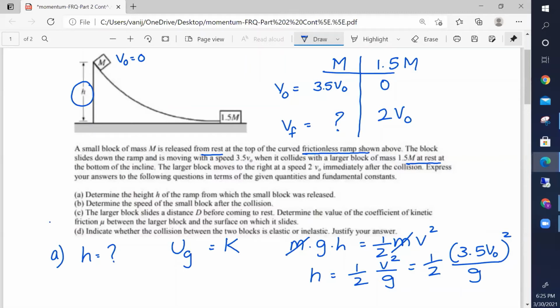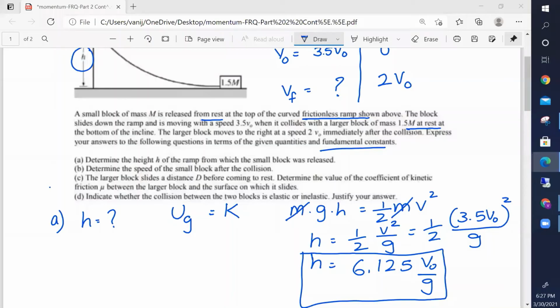Now 3.5 squared divided by 2, how much is that? So h is equal to 6.125 v naught squared over g. There's a square on v naught. So it's going to be 6.125 v naught squared over g. That's right.